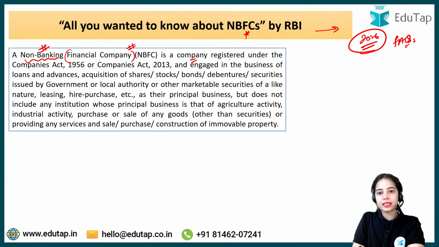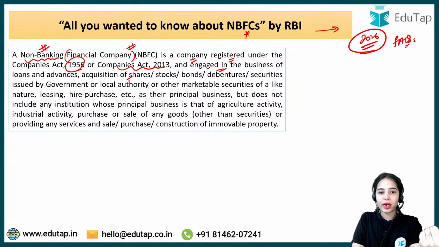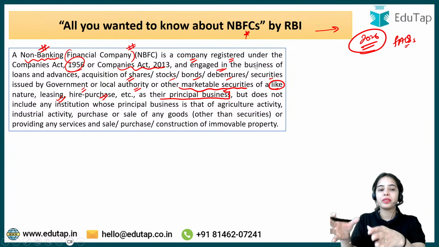So it is a company that is registered under the Companies Act 1956 or Companies Act 2013 and engaged in the business of loans and advances. That's why it is a non-banking financial company, but it can provide loans and advances. It can acquire shares, stocks, bonds, debentures, securities issued by the government or local authority or other marketable securities of a like nature, leasing, hire purchase, etc. as their principal business. So these can be the principal business: the loans and advances, the acquisition of shares or the other securities.